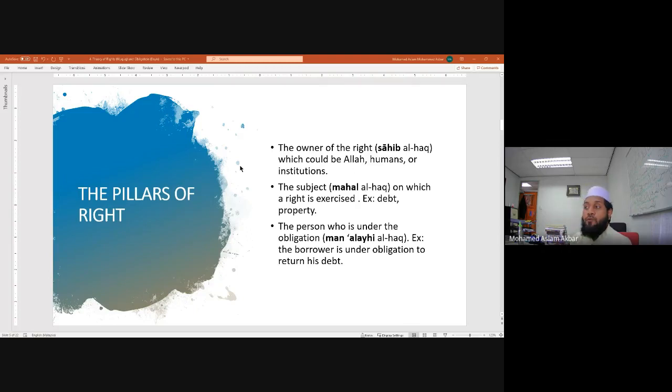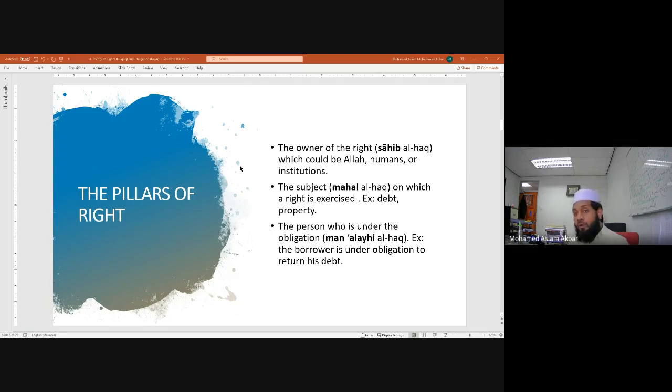And then number 3, the person who is under the obligation, Man alayhi al-haq. Example, the borrower is under obligation to return his debt. So in our example, you are the person number 3, because you are under the obligation. So we need to say the hotel owner has the obligation. The hotel owner has to make sure that I get the rights. I am entitled to the rights. So in this example, as a visitor, as a customer, I became Sahib al-Haq. And then you become what? You become the Man alayhi al-haq, the person who is under the obligation, because you are the hotel owner. And then the hotel itself becomes what? The subject.